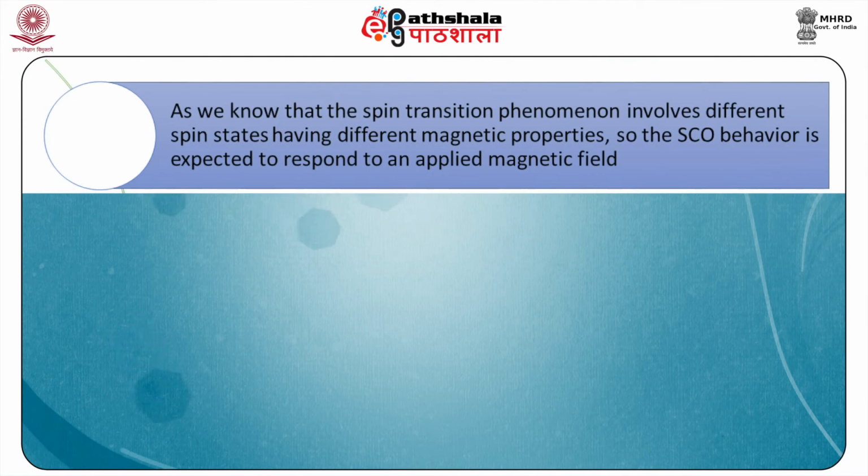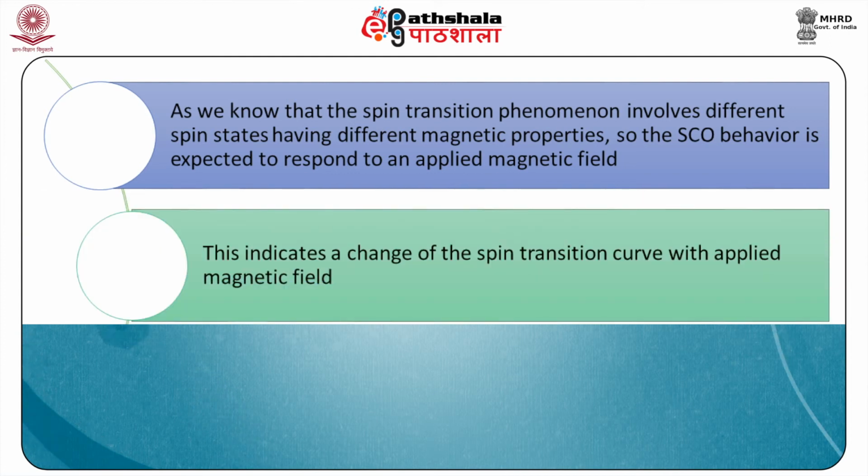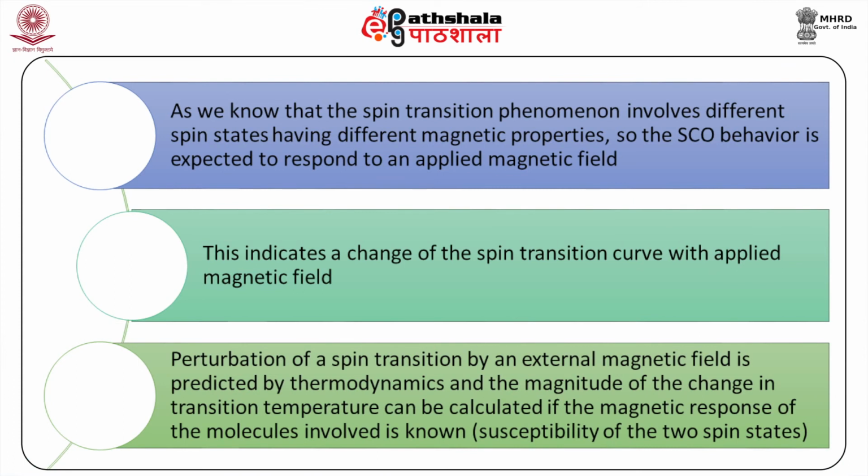As we know, the spin transition phenomenon involves different spin states having different magnetic properties, so the spin crossover behavior is expected to respond to an applied magnetic field. This indicates a change of the spin transition curve with applied magnetic field. Perturbation of a spin transition by an external magnetic field is predicted by thermodynamics, and the magnitude of the change in transition temperature can be calculated if the magnetic response of the molecules involved is known.